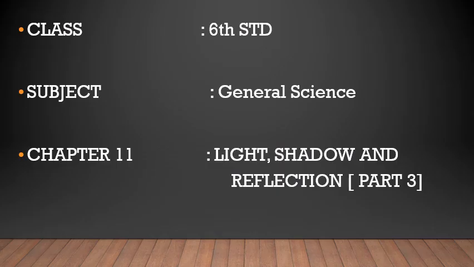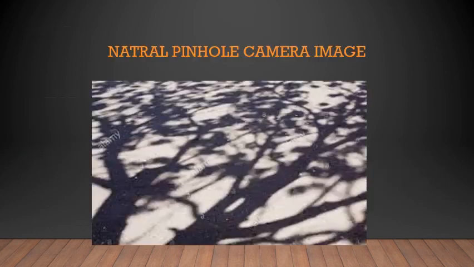This video is for class 6, subject general science, chapter 11, light, shadow and reflection, part 3. This is the last part of your lesson. In this lesson we learned about what shadows are, what light is, what transparent, opaque and translucent objects are, and we did some activities like a pinhole camera. I'll continue reading from page number 111, the second paragraph.